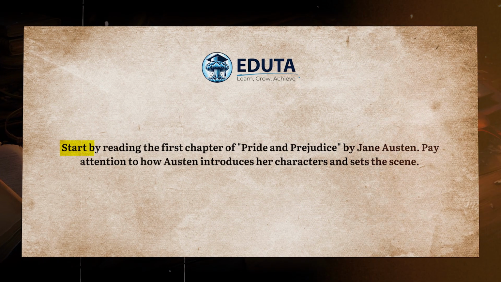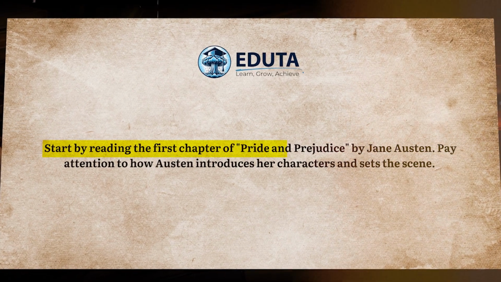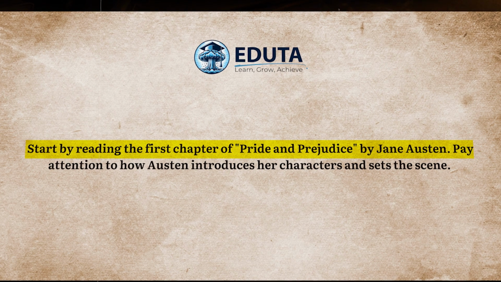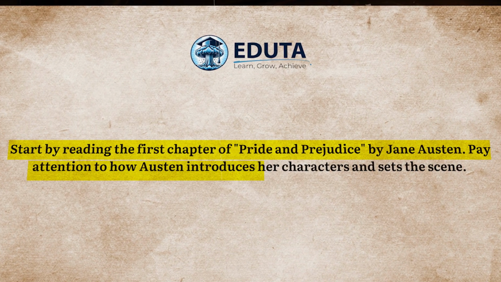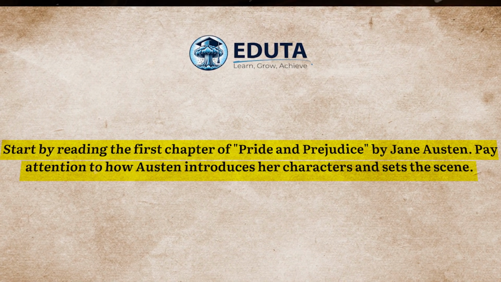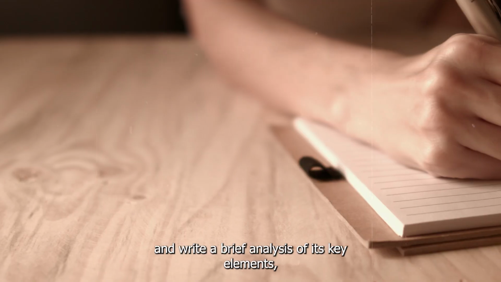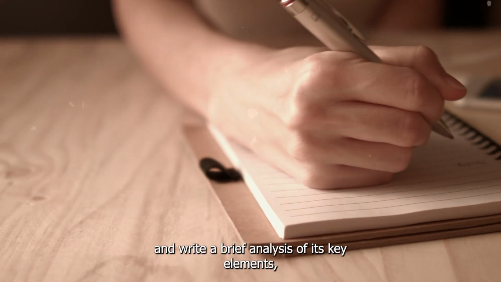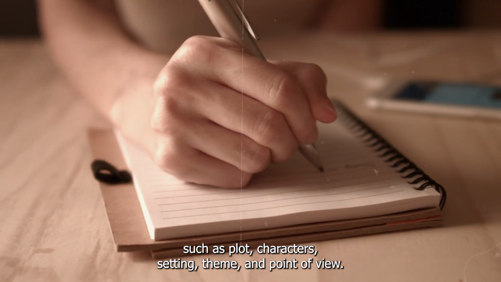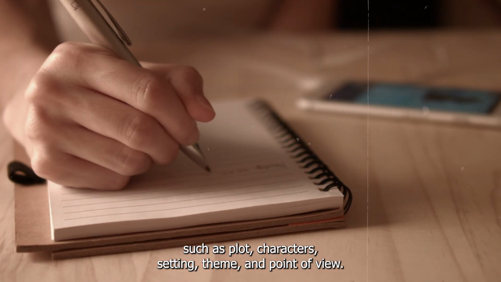Assignment: start by reading the first chapter of Pride and Prejudice by Jane Austen. Pay attention to how Austen introduces her characters and sets the scene. Additionally, choose one of the classic or contemporary novels mentioned and write a brief analysis of its key elements, such as plot, characters, setting, theme, and point of view.